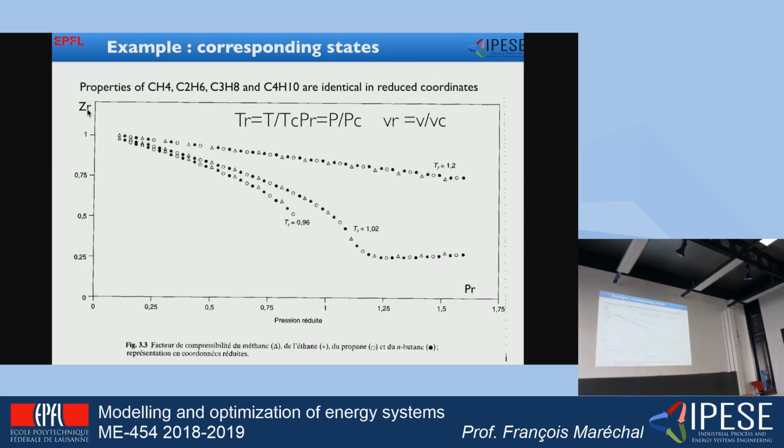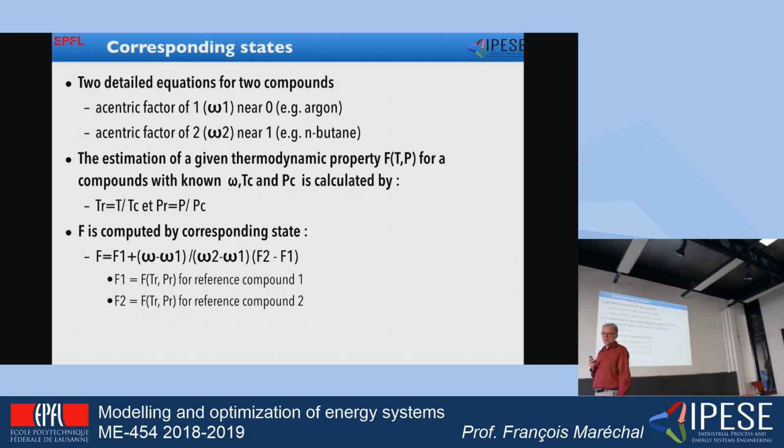And they have been showing that if you plot this value as a function of the reduced pressure, you can see that the curves are exactly the same, okay? So this is an observation, but it means that if I'm working with the reduced conditions, I will be able to calculate the Z, the compressibility factor for the different compounds with exactly the same formula, right?